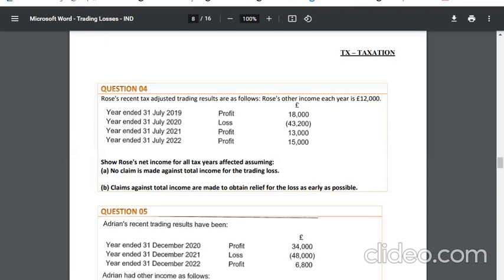Okay. So first of all, requirement A: no claim is made against total income, meaning no claim against total income. This means just apply carry forward, right or wrong? Right. Okay. So first of all, is it an ongoing question? Ongoing. No start date, no closing date means it's an ongoing scenario, right or wrong? So just tell me the tax year here of the first one.